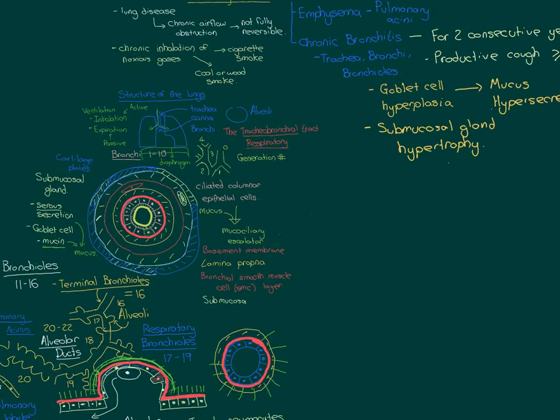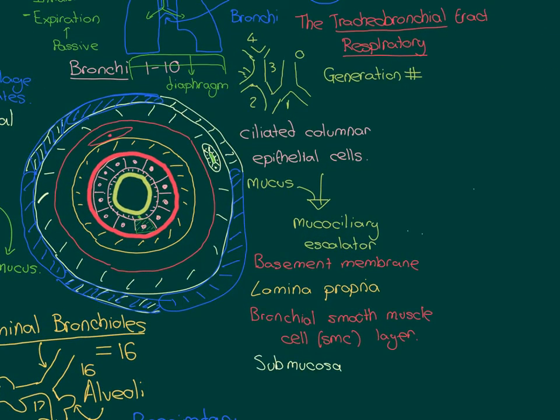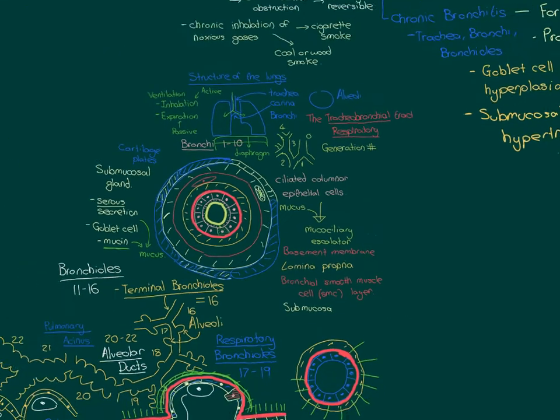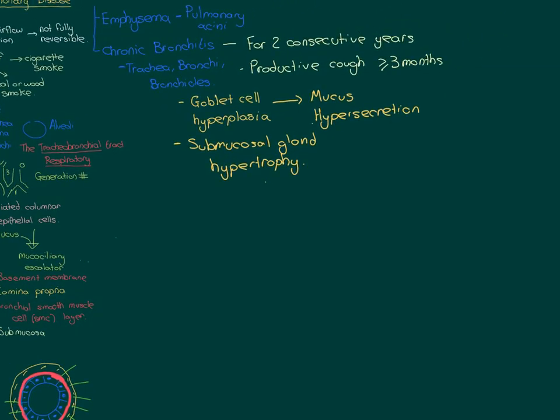Going back to my picture, here is a submucosal gland. It's a tube with an epithelium lining it that, remember, empties onto the surface of the airway epithelium. Those tubes are effectively just going to lengthen, they're going to get longer and longer, and this means that their production is going to go up, they're going to produce more mucus. This is another thing that's going to contribute to the overproduction of mucus in the airways. So the submucosal gland hypertrophy will also lead to mucus hypersecretion in the trachea and the bronchi.